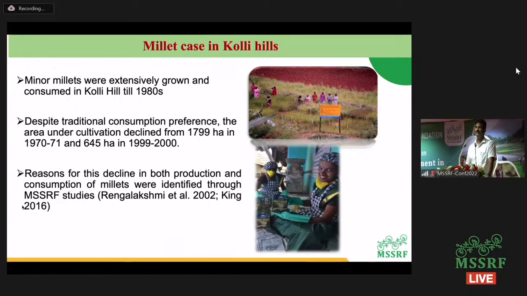We all know how area under millet and millet production has been declining for the last 30, 40 years. There are many reasons, and previous MSSRF work clearly documented the reasons for the declining area under millets and production in different areas, particularly in Kolli Hills. We observed that the area under millets in Kolli Hills was 1,799 hectares in 1970-71, and then it declined to 645 hectares in 1999-2000, when we started a rigorous intervention in Kolli Hills.